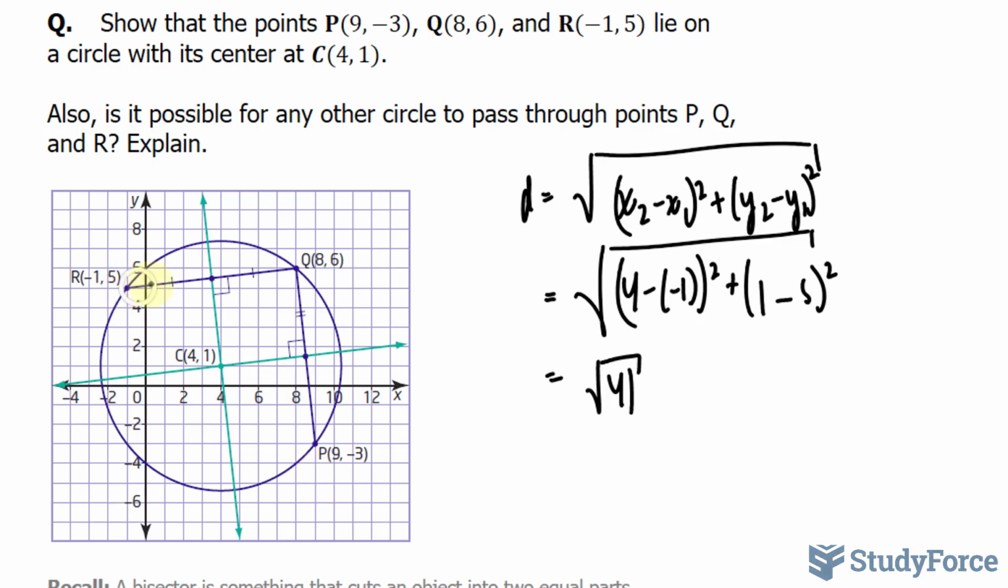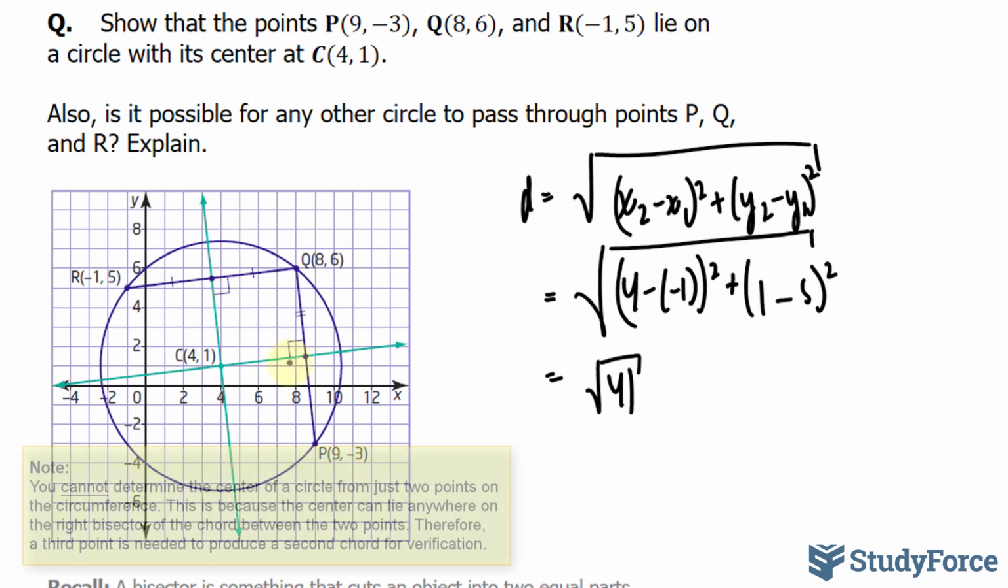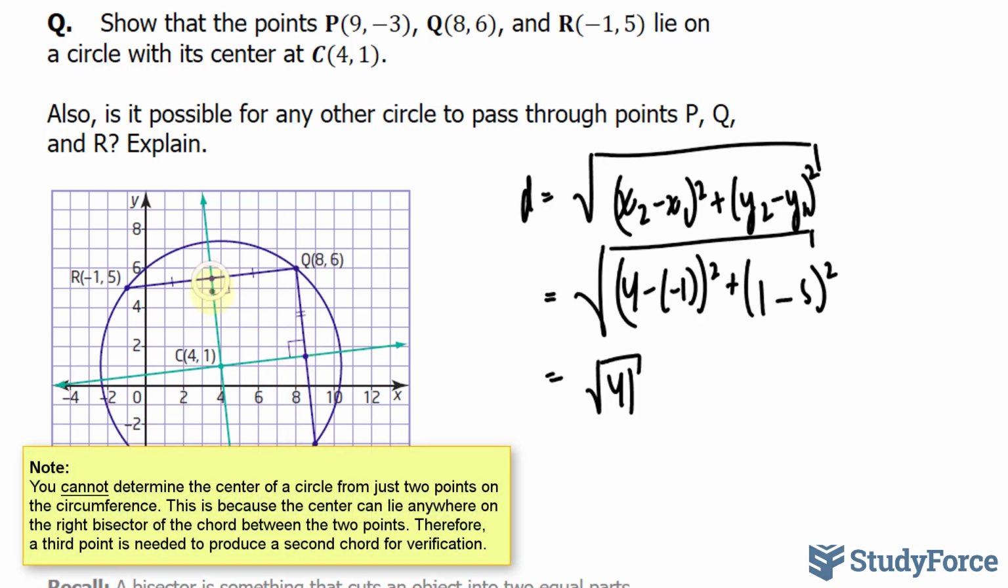So the midpoint of this chord is right here, notice, and the midpoint of this chord is right here. We have to verify that it does pass through 4 and 1. Of course, this can be done by finding the equation of this green line and finding the equation of this green line and seeing if the point of intersection is at 4 and 1. Or you can calculate the length of the midpoint of this chord and the midpoint of this chord to the center and see if they're equal.